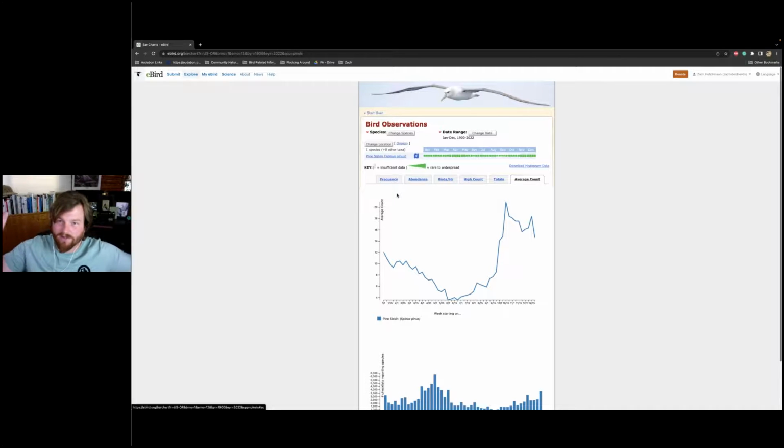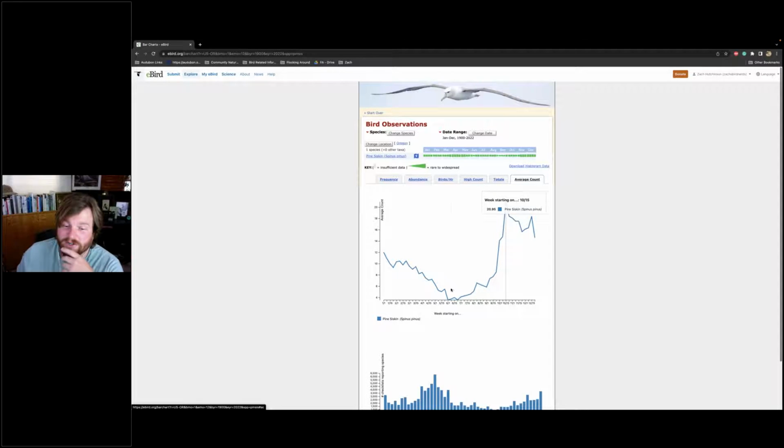So looking at this average count, we can see the best time, if you're in Oregon, again very broad because that's a big state, to see a pine siskin is probably when that average count is at its highest, which is about 21 birds per checklist in the second week of October. You can see it starts to really rise once you get closer to October.